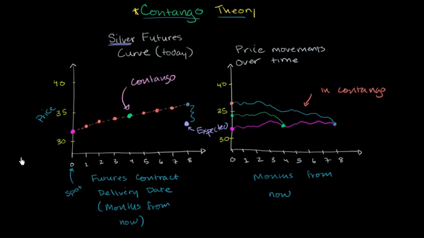Let's do a quick review of contango and backwardation because they really are opposites of each other, but they're used in different contexts, sometimes with the exact right meaning, sometimes with the not so right meaning. So let's clarify what we're talking about.